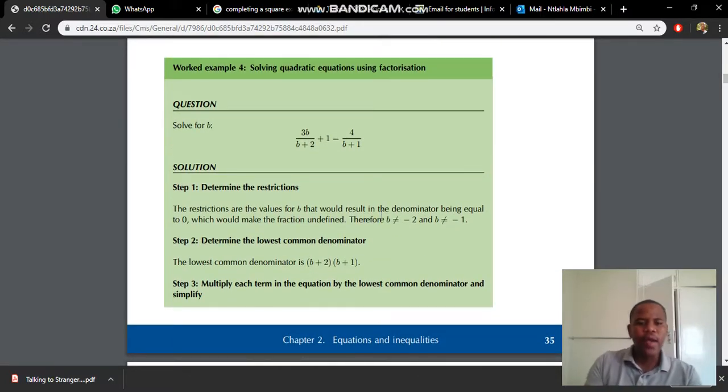Okay, now we are in example number 4, solving a quadratic equation using factorization, which is what we've been doing. So you look at this and you're like, what's happening here? Remember guys, every time you have fractions, you want to multiply with what is in the denominator, right? But the first step is to write your restrictions. You can't solve that equation if b is -2, and you can't solve that equation if b is -1. So you must first state your restrictions, that b may not be equal to -2 and b may not be equal to -1. I challenge you to think about why.